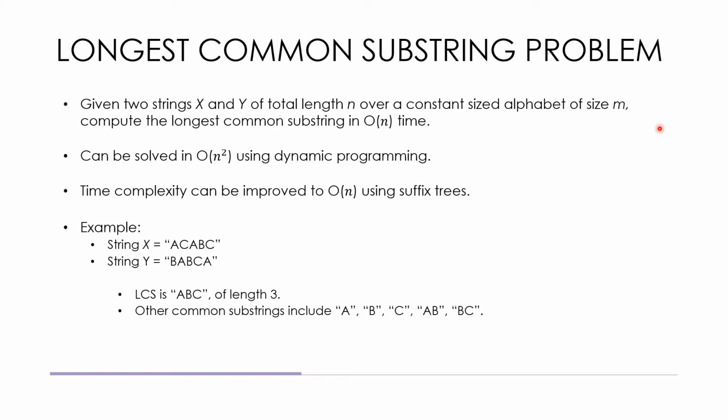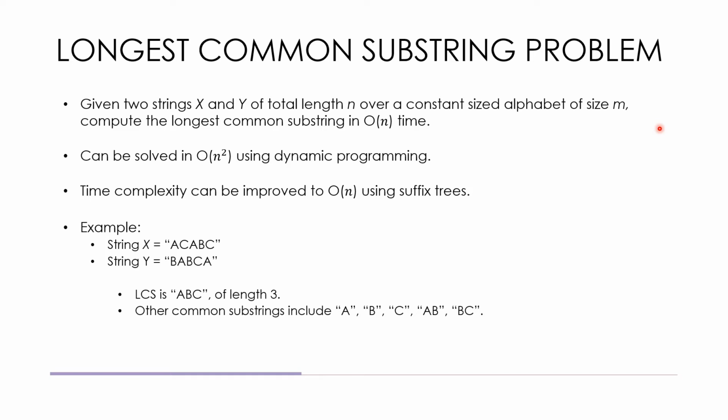So as an example, we have two strings, x and y. String x is made up of the characters A C A B C, and then string y is made up of characters B A B C A. And then we can see that the longest common substring is ABC, or the string that is made up of the characters ABC, which has a length of 3. And then we can see that other common substrings include the characters A, the characters B, C, AB, BC, so on and so forth.